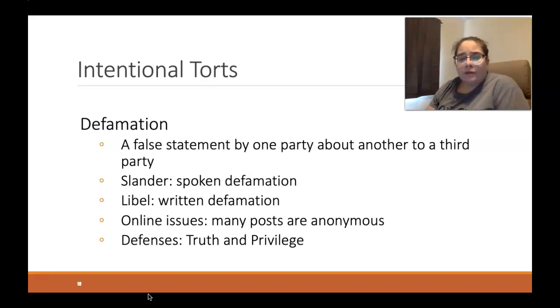A good one for you to think about in terms of intentional torts is going to be defamation. And I'm sure you've probably heard people sling that word around, right? That's defamatory. Don't you defame me. Okay. So defamation necessarily requires a false statement. So a defense to defamation is the truth. So if somebody says something nasty about you, but it's the truth, then you don't get to claim that they defamed you.